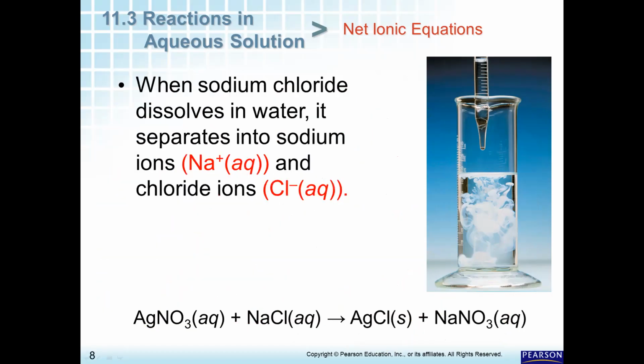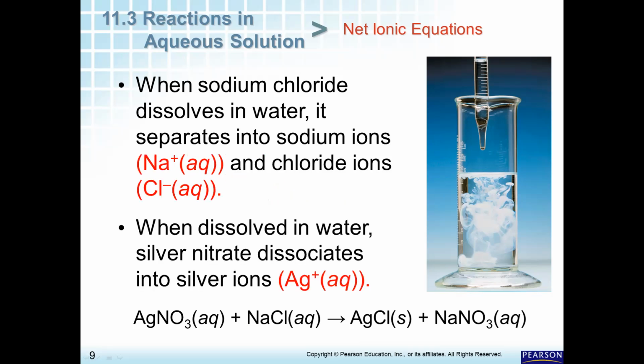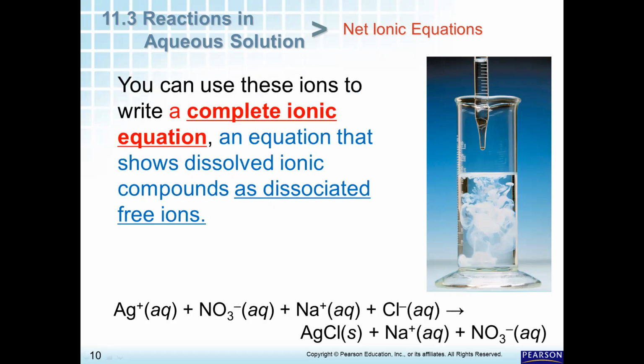This is telling you again about the equation and all that. The Na plus and the Cl minus are for sodium chloride, and the same thing applies for nitrate. They exist as Ag plus and NO3 minus. I just want to take you to a complete ionic equation. What is a complete ionic equation? It is an equation that shows dissolved ionic compounds as dissociated free ions. That's what it means.